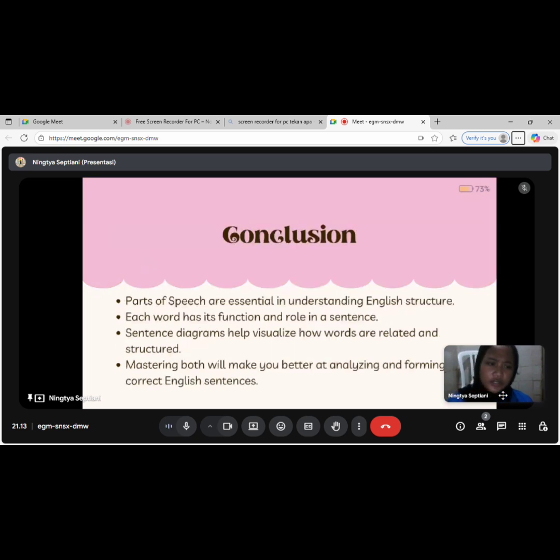In conclusion, the parts of speech are the foundation of English grammar. Each word has its own role and function in a sentence. By learning sentence diagrams, we can see how all the words are related, and that makes us better at forming and understanding English sentences.